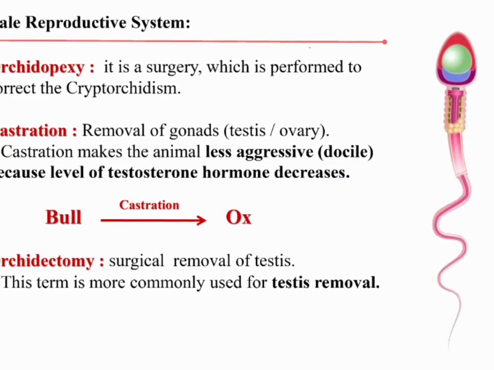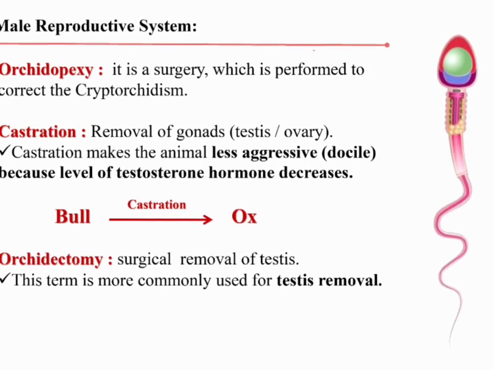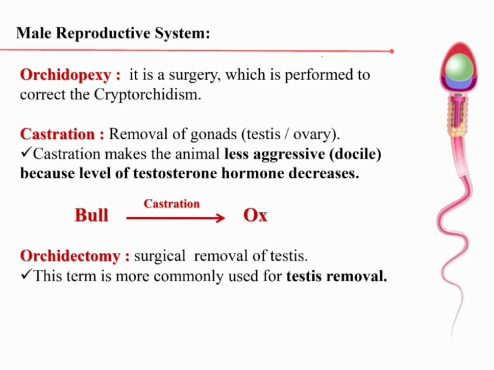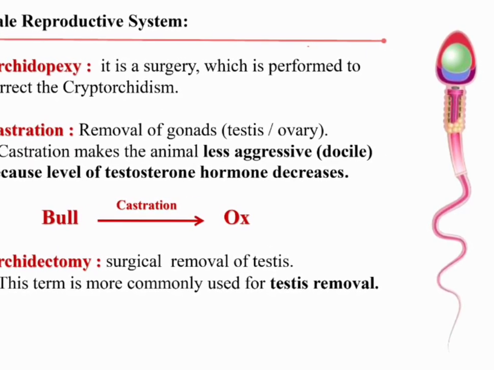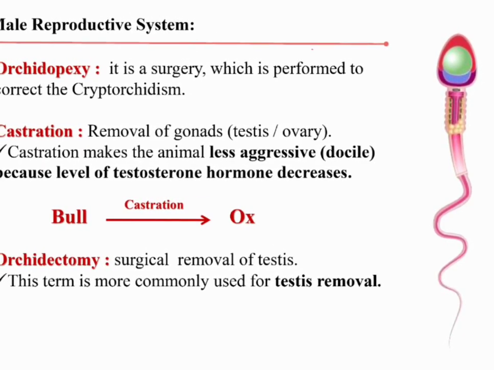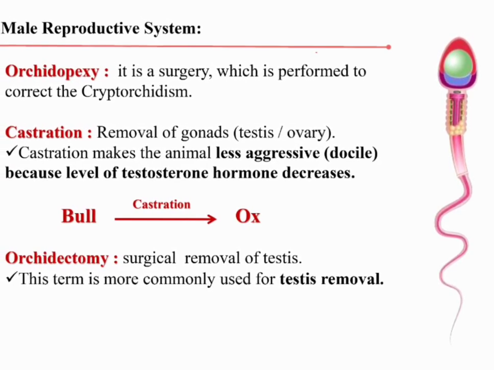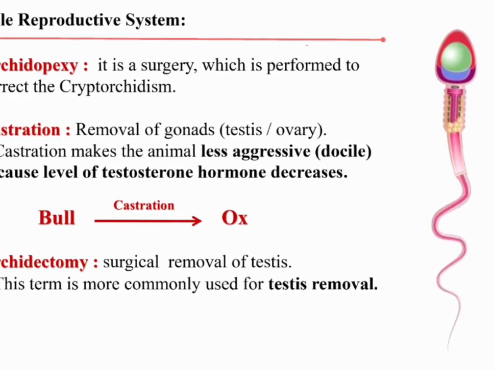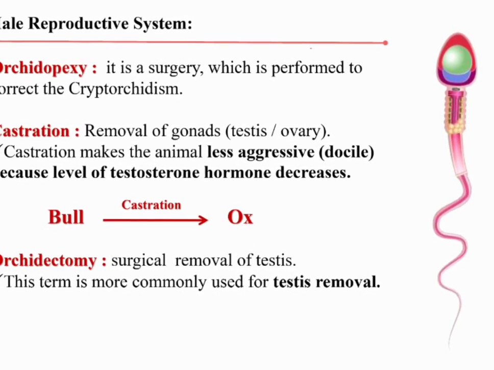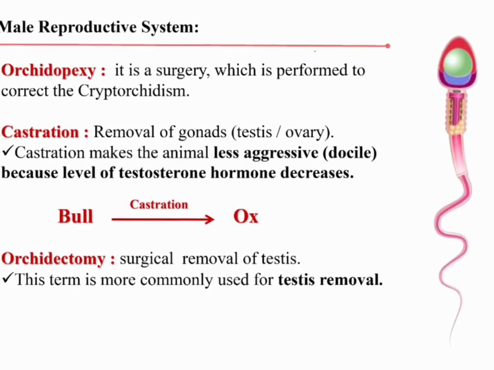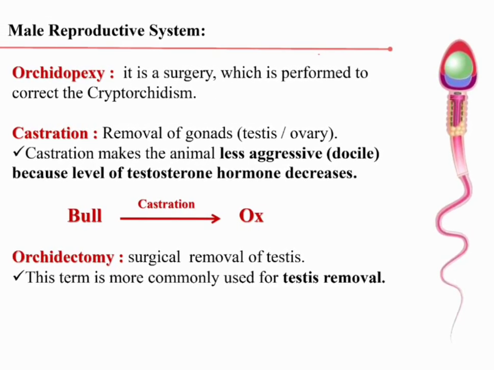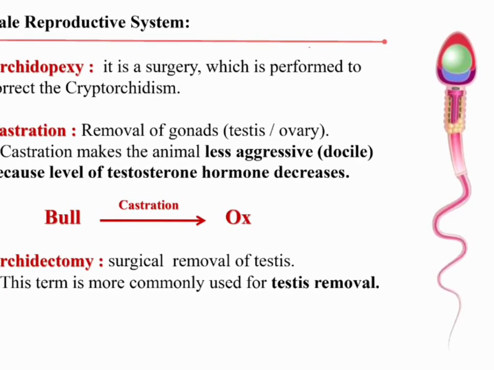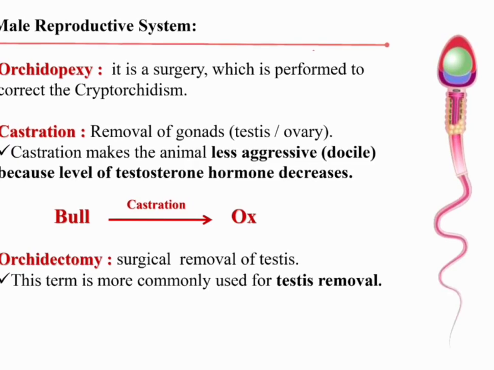Now let us discuss some medical terminology. First one, orchidopexy. It is a surgery performed to correct cryptorchidism. Castration. It is removal of gonads, for example testis or ovary. Castration makes the animal less aggressive or docile because the level of testosterone hormone decreases. For example, a bull is converted into an ox by the process of castration.